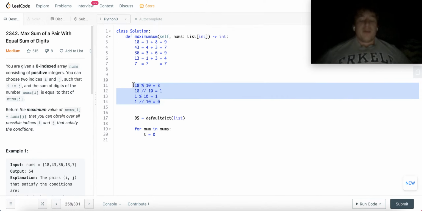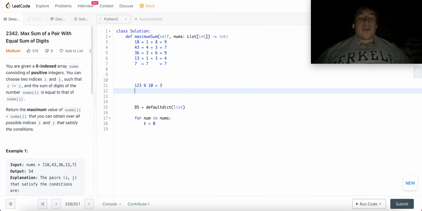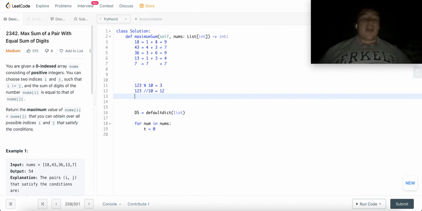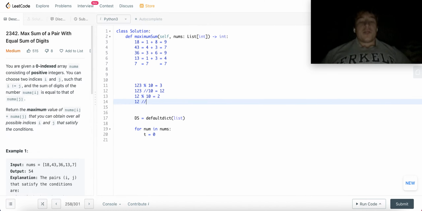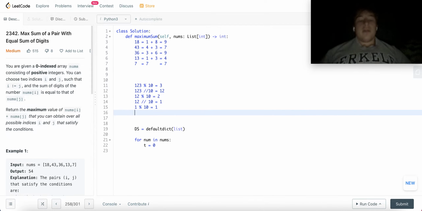So I'll do that with a bigger number first. Like 1, 2, 3, for example. If I take 1, 2, 3 and mod it by 10, I get 3. Not 4, I get 3. And then to remove the 3, I'll divide it by 10 and I'll get 12. And then I'll take 12 and mod that by 10 and I'll get 2. And then I'll take 12 and divide it by 10 and get 1. And I'll take 1 and mod it by 10 and get 1. And take 1 divided by 10 and get 0.